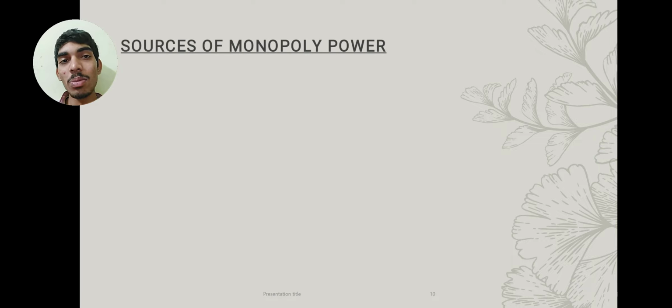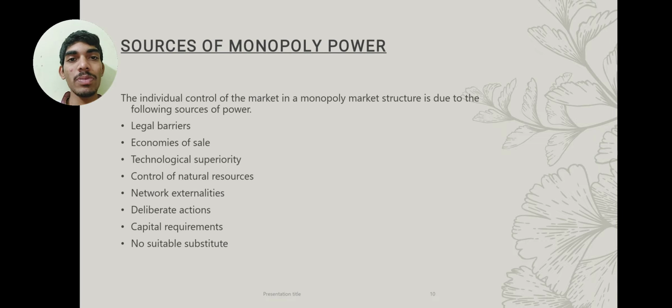Now let us discuss the sources of monopoly power. The individual power in a monopoly market structure is due to the following sources of power: legal barriers, economies of scale, technological superiority, control of natural resources, network externalities, deliberate actions, capital requirement, and no suitable substitute.